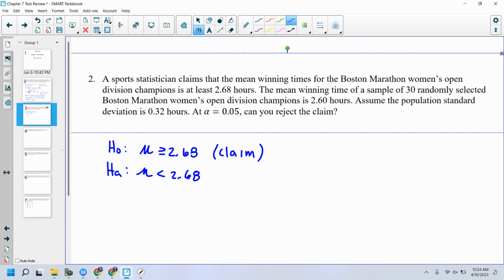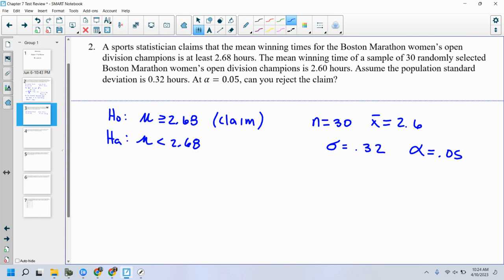Disprove. The mean winning time of a sample of 30, and it's 30. X bar is 2.60. Assume the population standard deviation, sigma, is 0.32. And we're looking at alpha 0.05. So again, this is like saying we are going to be 95% confident in our choice. Again, it doesn't say to use p-values or rejection region. I like to use rejection region. So let's find the rejection region.